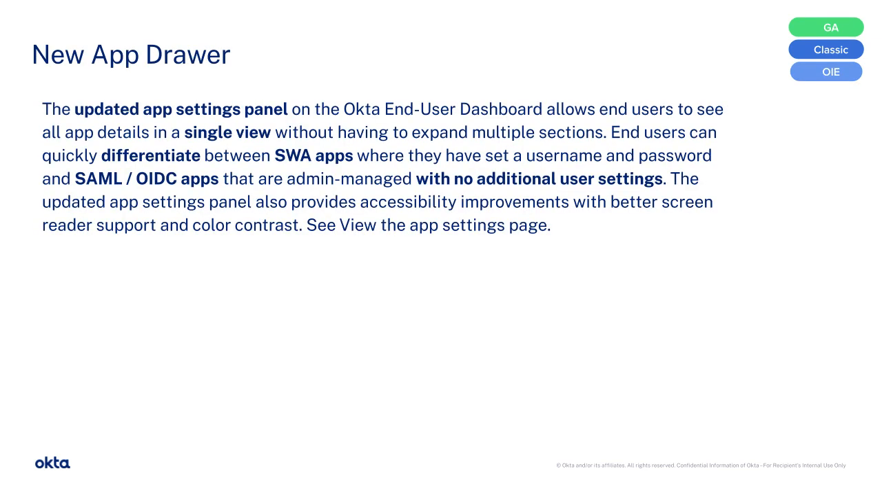The updated App Settings panel on the Okta End User dashboard allows end users to see all app details in a single view without having to expand multiple sections. End users can now quickly differentiate between SWA apps where they have set a username and password, and SAML, OIDC apps that are admin managed with no additional user settings.